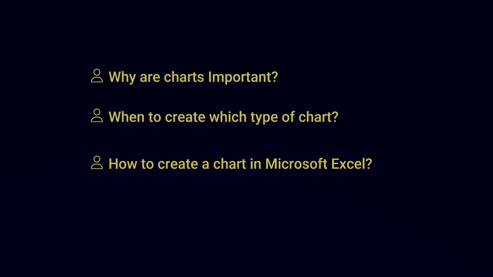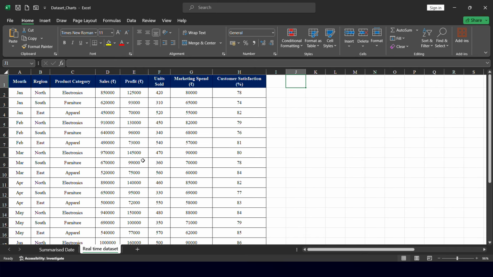Now the important question: most people often fail in identifying the right chart for the kind of data they have. So let me quickly take you through my Excel dataset. Here you have a dataset. Here we have month, region, product category, sales, profit, units, marketing amount spent, and the customer satisfaction percentage.